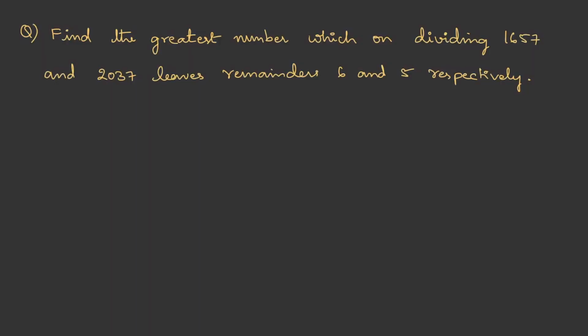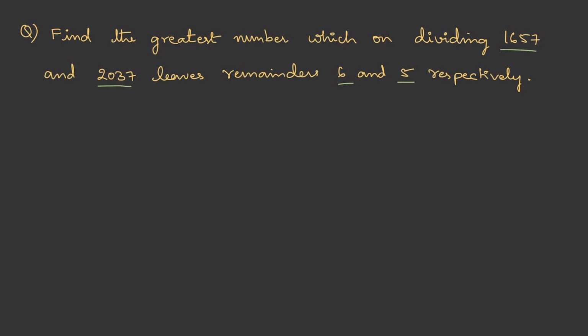This lecture covers a few problems based on division, remainder and some word problems. Find the greatest number which on dividing 1657 and 2037 leaves remainders 6 and 5 respectively.